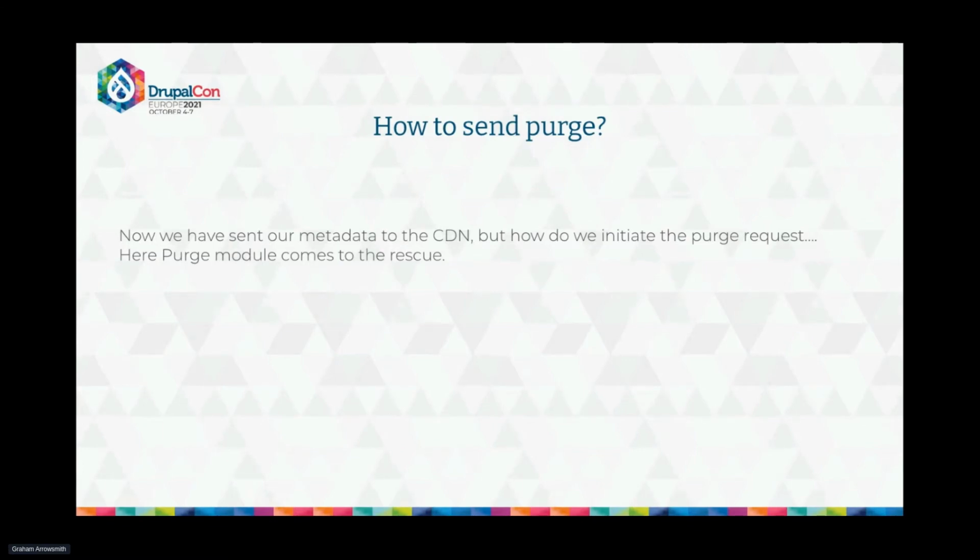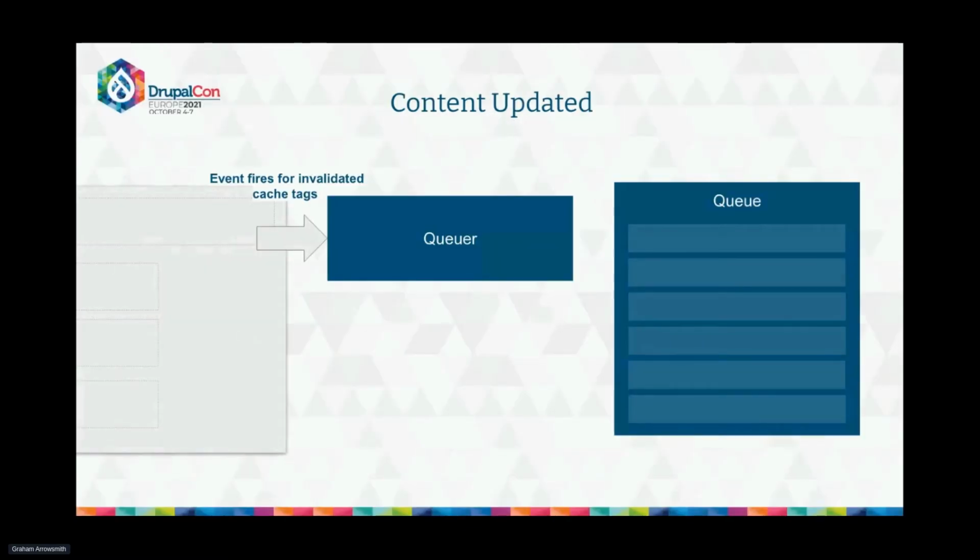So let's start with making an edit to the content. As soon as we make an edit to the content, an event fires for invalidate cache tag, and it goes to a queuer. Then the purge queuer listens to that event, creates an invalidation object for each tag which is invalidated, and then places those invalidation objects into the queue so that it gets cleared remotely as well.